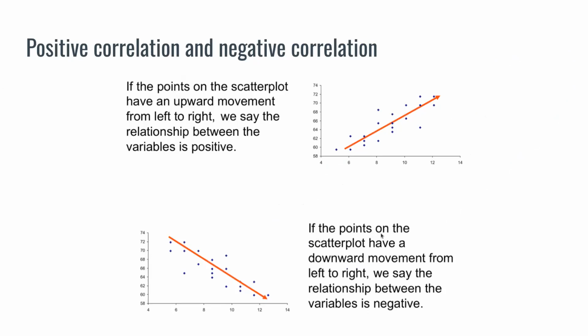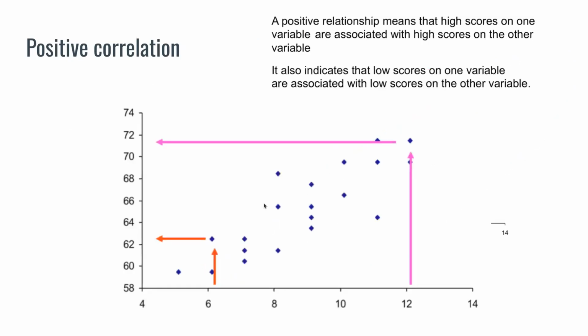If the points on the scatter plot have a downward movement from left to right, as shown in this example, then we say the relationship between the variables is negative. So let's go more into a positive correlation.